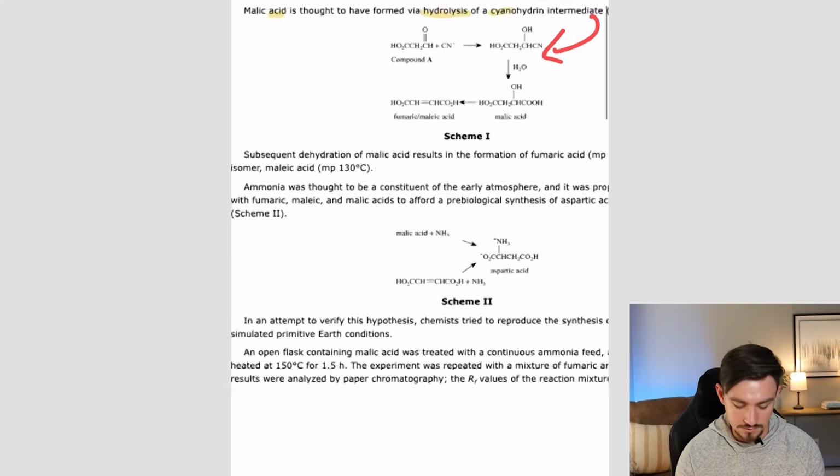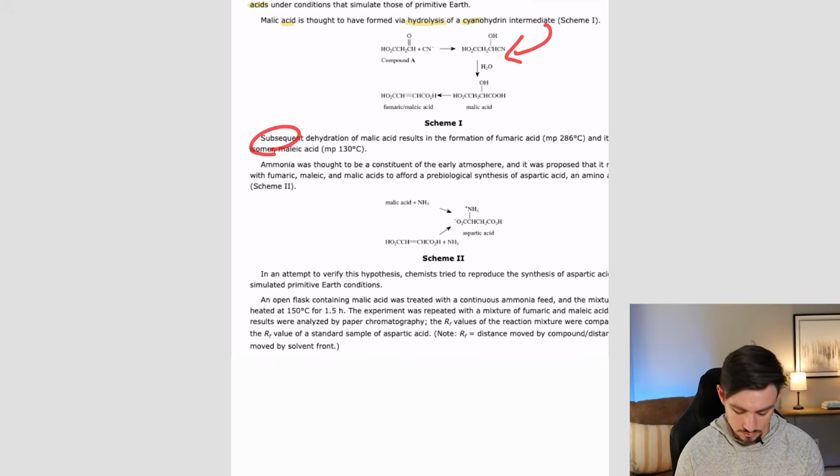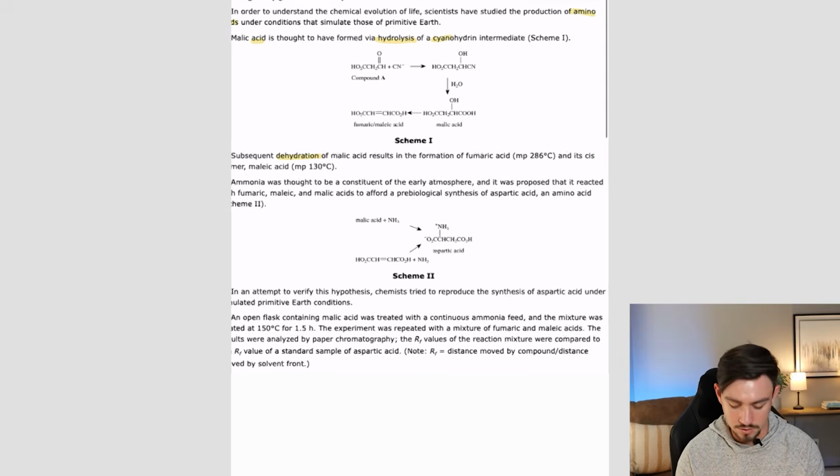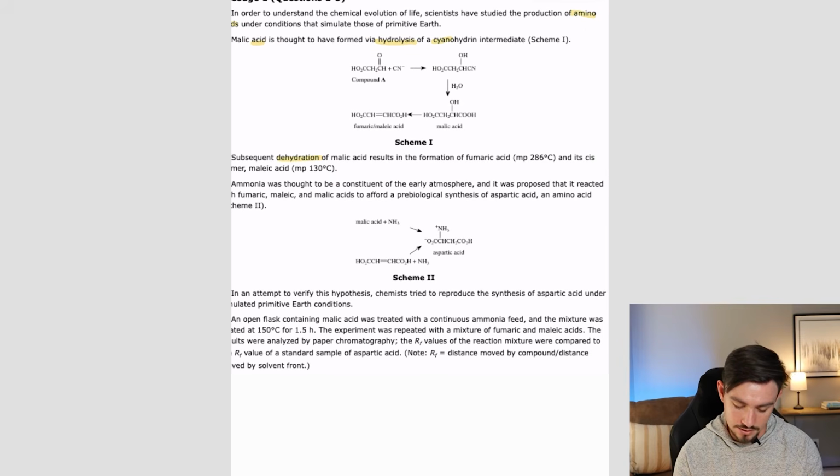So reading on, it says subsequent dehydration. Okay, so first we said we were going to add some water to get to this intermediate. Now we're saying we're going to remove that water. So this is all going to go in my flow chart, right? So I'm going to say that compound A becomes the cyanohydrin intermediate, and then it loses water to become malic acid. And then I'm going to say we add water to cut it, right? Hydrolysis, hydrolyze, you use water to create a cut at a bond to get malic acid.